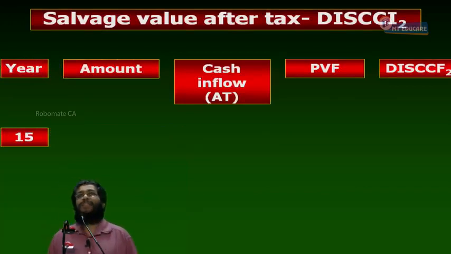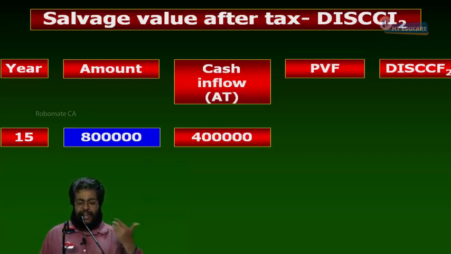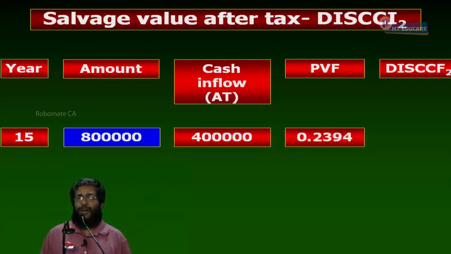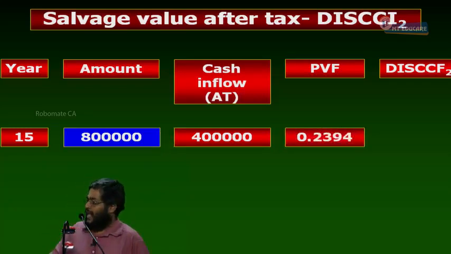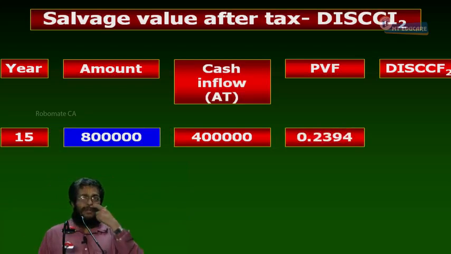Year 15, okay. Now, what is the cash flow straight away, the after tax? 4 lakhs. Year 15, cash flow is 4 lakhs. I want present value factor 15 years at 10%. What is the number here? 0.2394. PV factor is 0.2394. 4 lakhs into 0.2394 gives how much rupees?